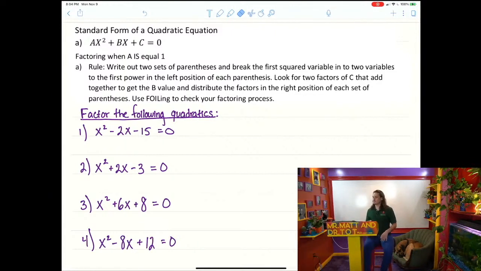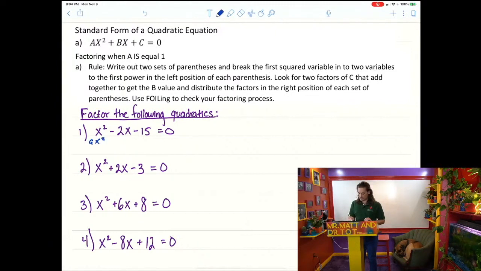We have a few examples here. Also remember that foiling is the opposite of factoring, and so you can use foiling to check your factoring process at the end to make sure that you got the correct answer. So let me do number 1 with you just as a refresher, and then I'll let you loose on 2, 3, and 4. So here we have ax squared plus bx plus c is equal to 0.